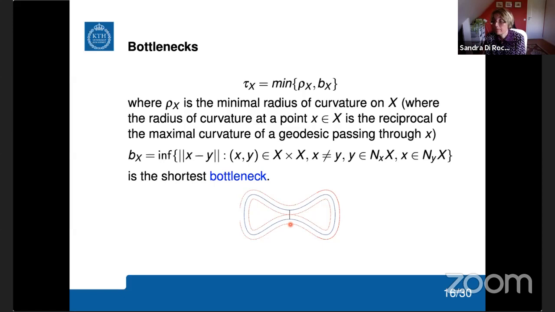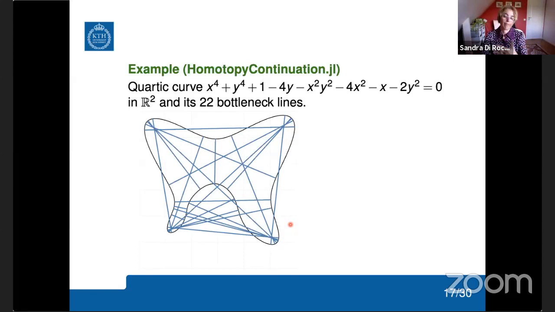Okay, so the first question is, when can we expect to have a finite number of such bottleneck lines, so that we just check it's a finite problem and then compute the bottleneck? And how do we do that? Well, this is what I want to talk about now. But before that, let me just give you an example of how many bottlenecks even a simple curve can have. This is a QWERTY curve.